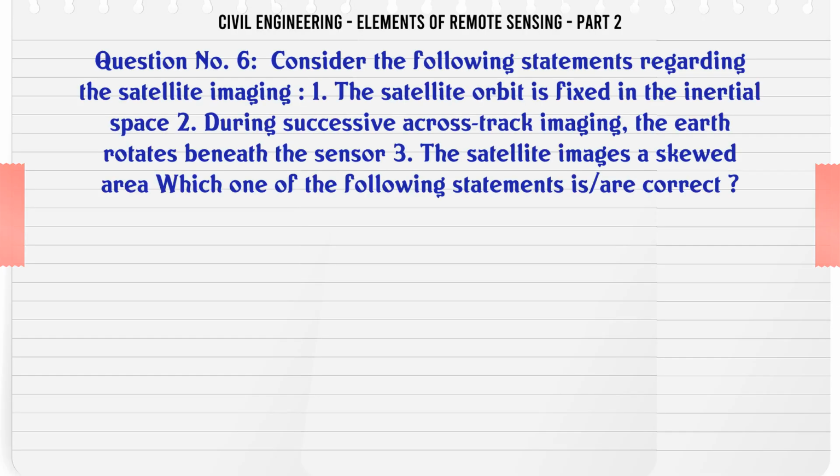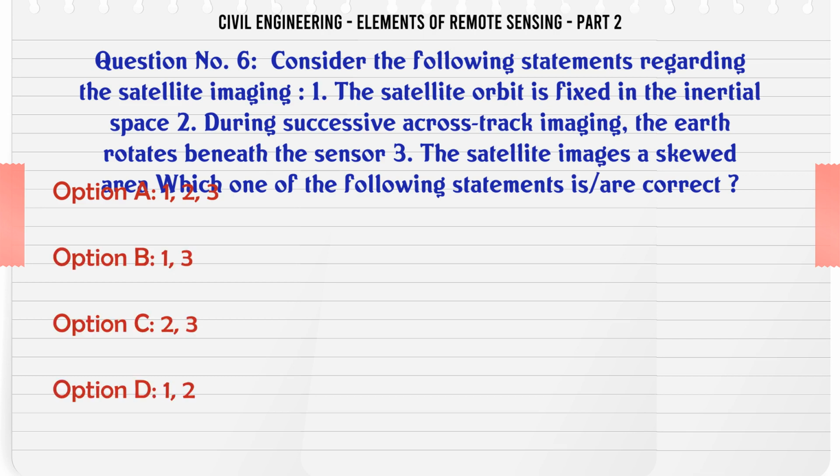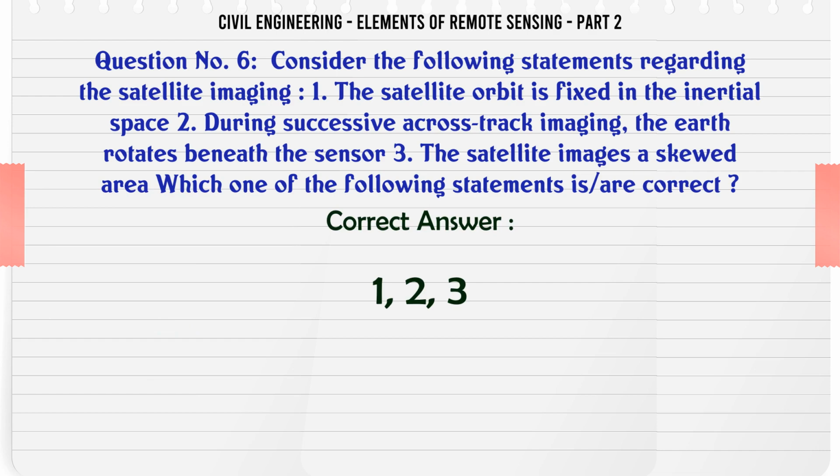Consider the following statements regarding the satellite imaging. 1. The satellite orbit is fixed in the inertial space. 2. During successive across-track imaging, the Earth rotates beneath the sensor. 3. The satellite images a skewed area. Which one of the following statements is correct? A. 1, 2, 3. B. 1, 3. C. 2, 3. D. 1, 2. The correct answer is 1, 2, 3.